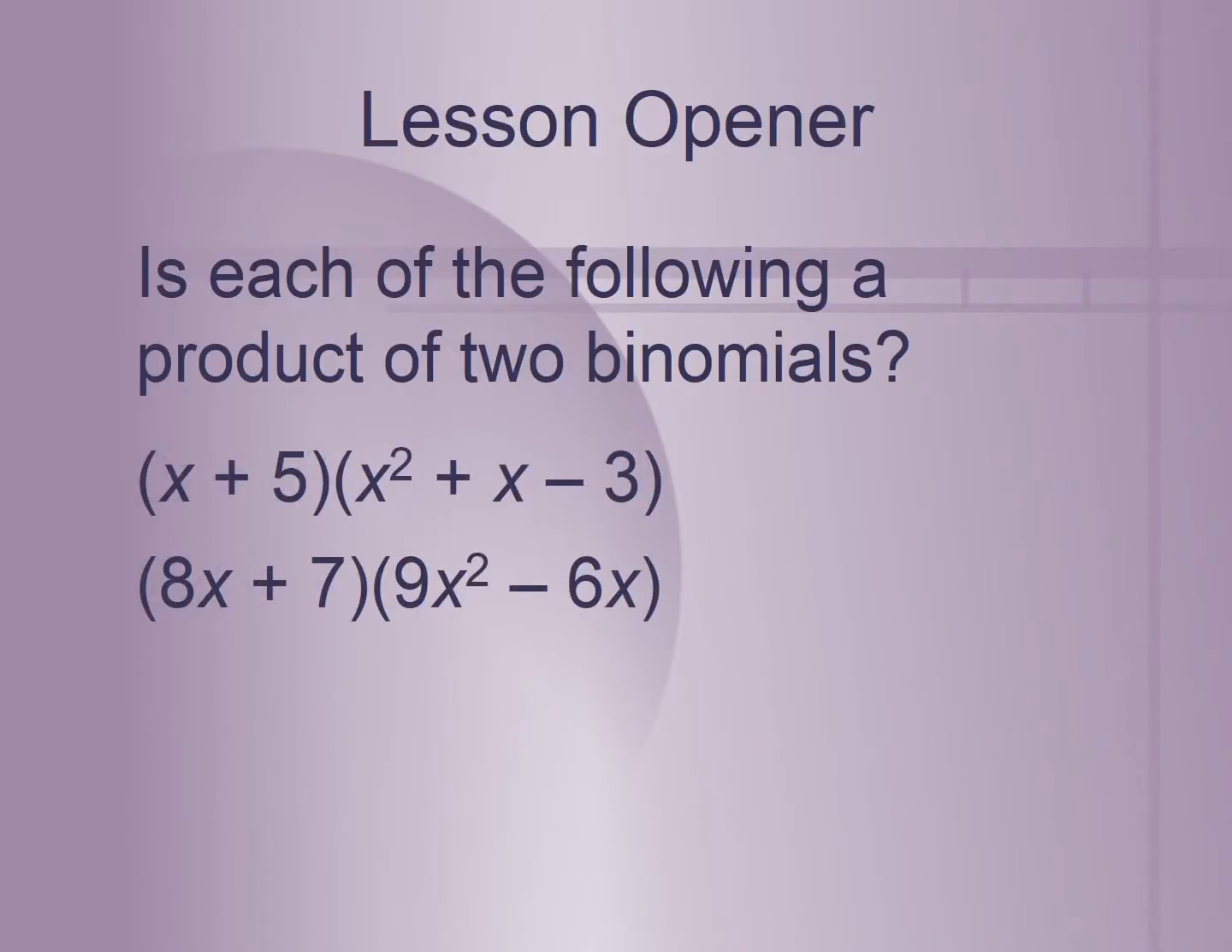Let's do a couple more. We have x plus 5 times x squared plus x minus 3. So we have a binomial times a trinomial, so this would be no, it is not a product of two binomials. And then our last one, we have 8x plus 7. That's a binomial. And then we have 9x squared minus 6x. This is also a binomial. So we do have a binomial times a binomial, which means we have a product of two binomials.